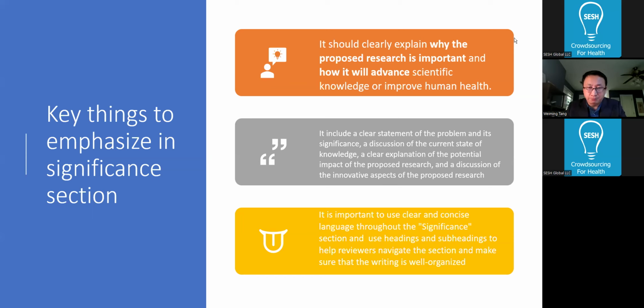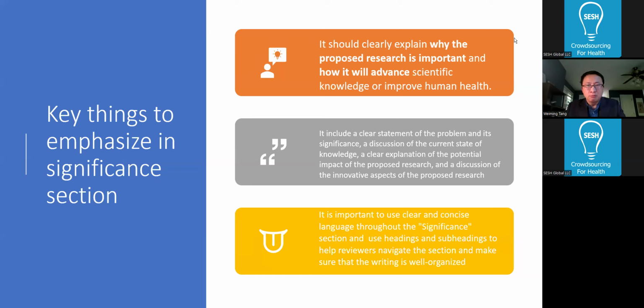will solve the problem. But this section is different from innovation. You should be very clear. Most of the time people are confused about the significance and the innovation sections. For significance, you more propose the ideas to introduce the potential research gap, why it is important, and how you address the problem.